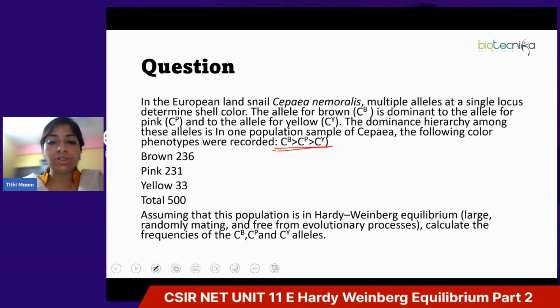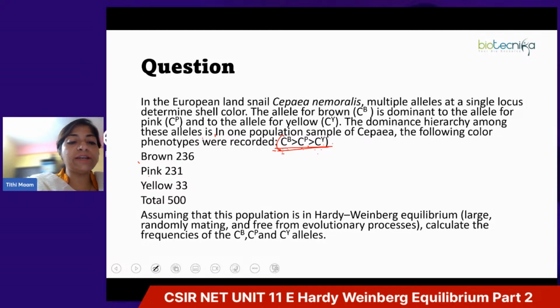Okay, this is the dominance of alleles. Sorry, there was some editing mistake. So this is the hierarchy of dominance. CB is dominant over CP and CY. CP is recessive to CB but dominant over CY, and CY is recessive to both CB and CP. Now in one population sample of Cepaea, the following color phenotypes were recorded: brown 236, pink 231, yellow 33, total 500.